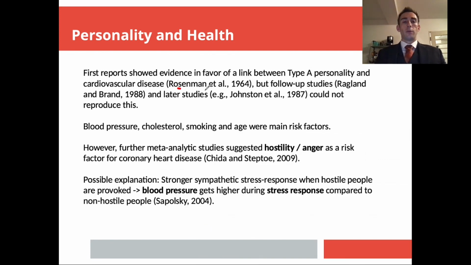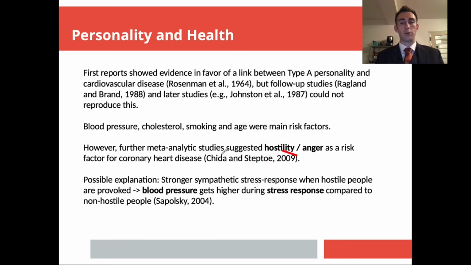So the first report from Rosenman, one of the original 2 cardiologists, and some other colleagues, showed that there was a link between type A personality and heart disease. But follow-up studies later on showed that they couldn't reproduce this effect. They didn't find a significant correlation between type A versus type B and cardiovascular disease. In fact, what they found were better predictors of cardiovascular disease. Bigger risk factors were blood pressure, cholesterol, smoking, and age.